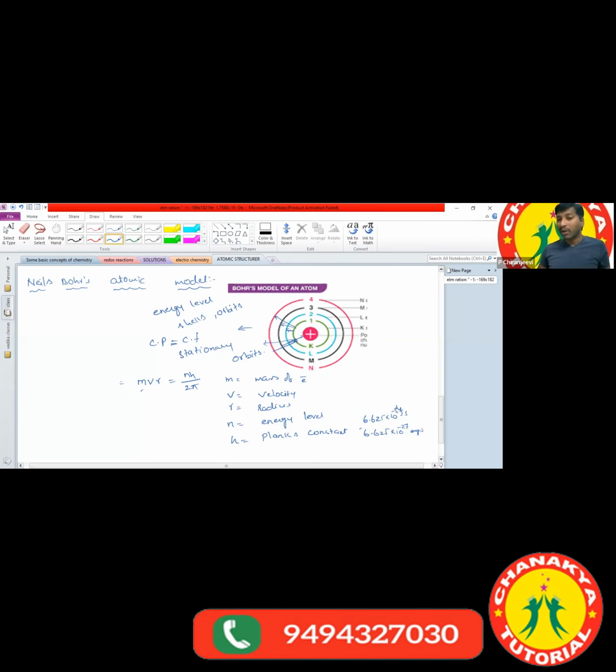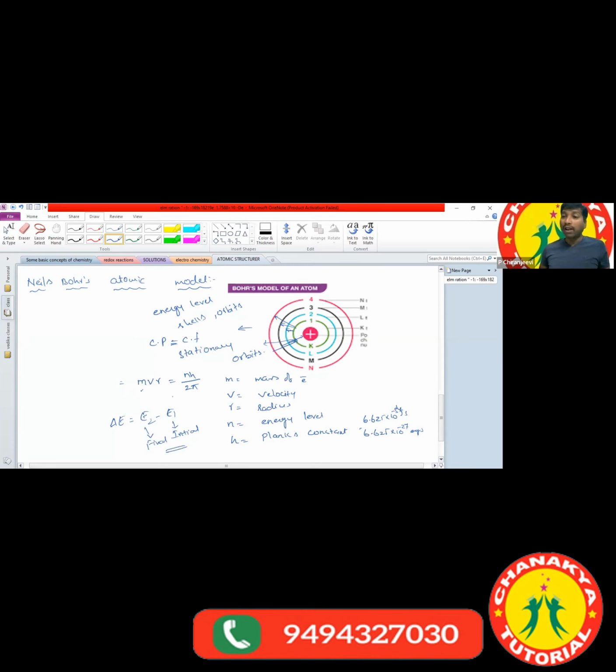Whenever the electron jumps from one energy level to another energy level, it loses the energy or gains the energy. The change in energy can be calculated by delta E is equal to E2 minus E1. Here E1 is the initial energy and E2 is the final energy. Based on this formula, we can calculate the change in energy.